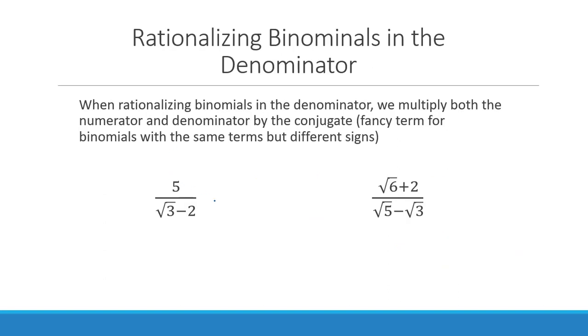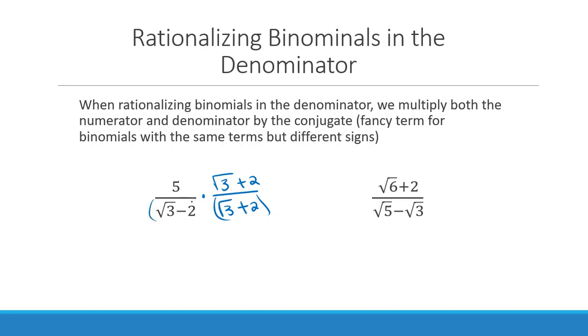Now, if you have a binomial in the denominator, so not just a square root, maybe it's a square root being added to something or the square root being subtracted from something, we multiply both the numerator and the denominator by what's called the conjugate. This is just a fancy name for, we're going to multiply it by the same denominator, we're just going to switch the signs. So instead of the square root of 3 minus 2, this is going to be the square root of 3 plus 2.